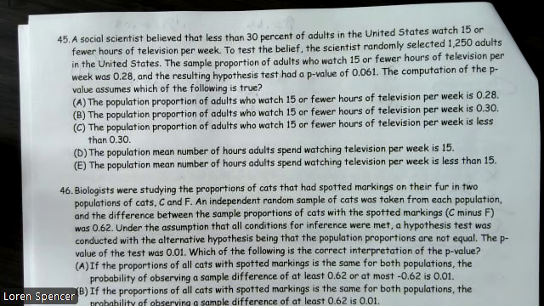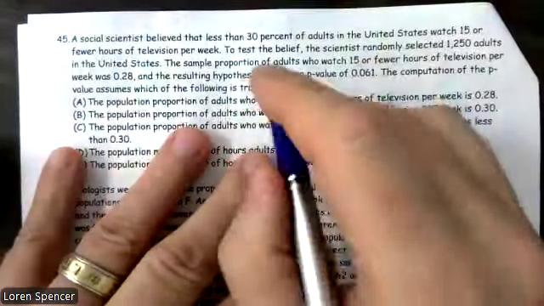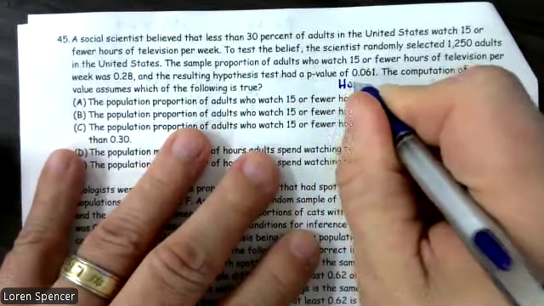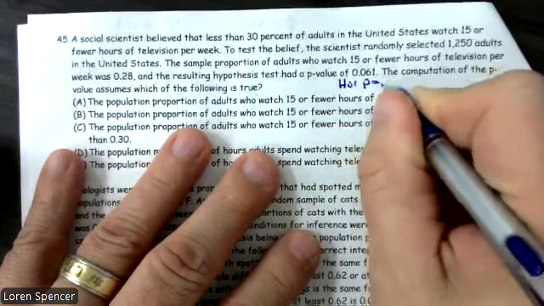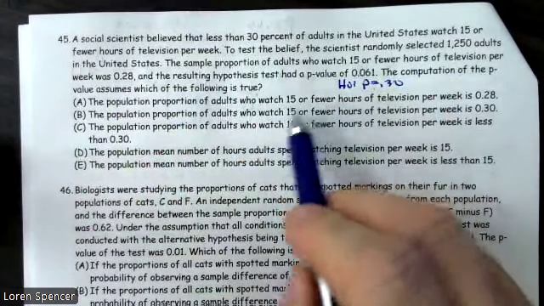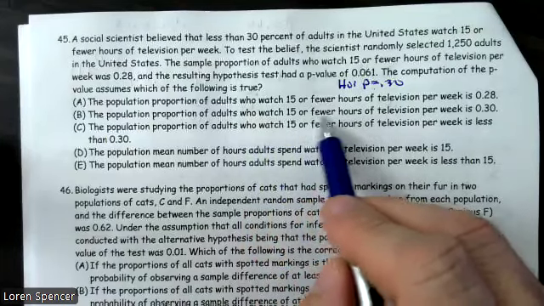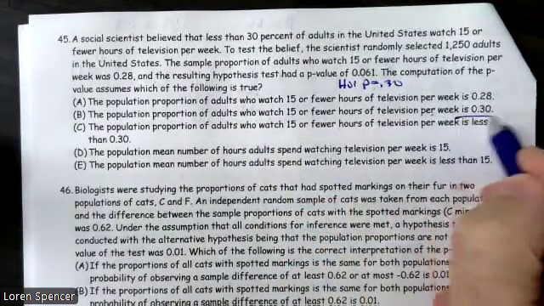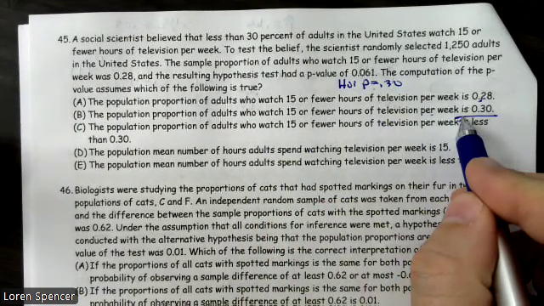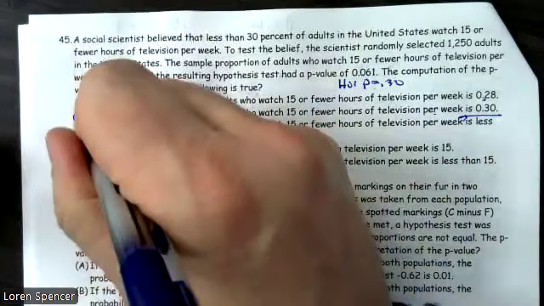Well, the p-value is computed assuming the null hypothesis is true. So in this case, the claim is 30%, so H0 would be that p equals 0.30. So it's assuming that this is true. The population proportion who watch 15 or fewer hours per week is 0.30. Don't use the sample. You have to use the actual population claim, or what was thought to be the case, which happened to be B.